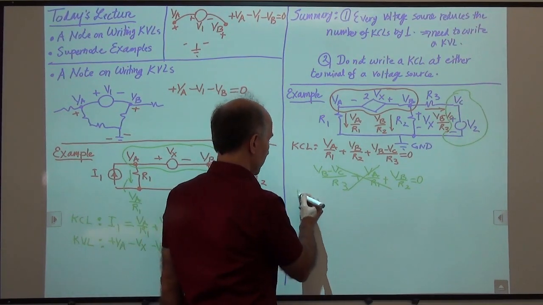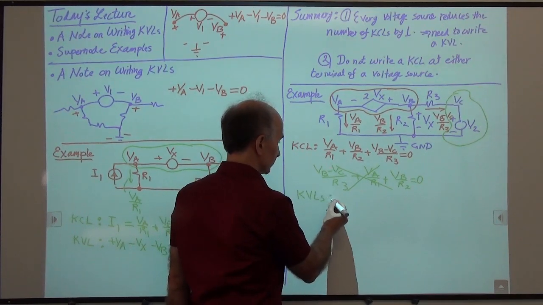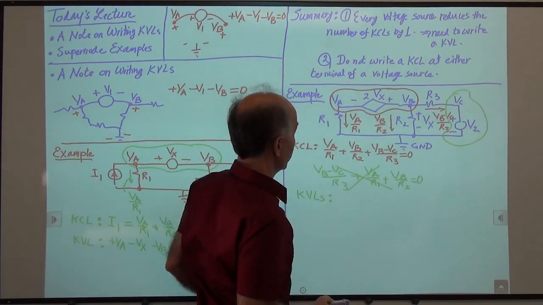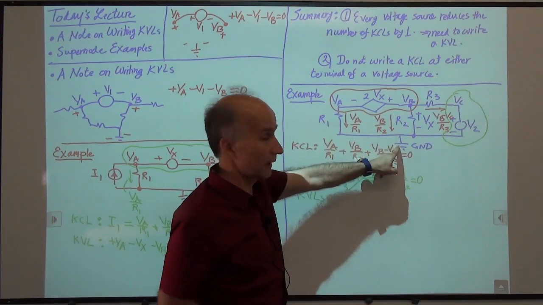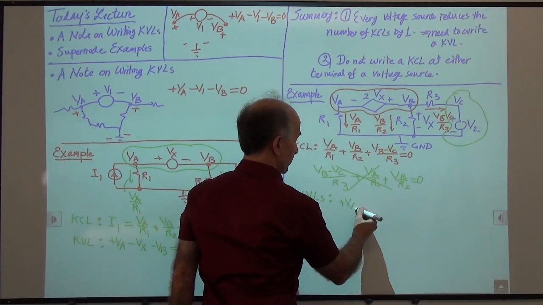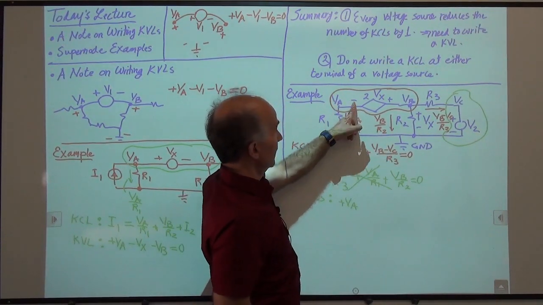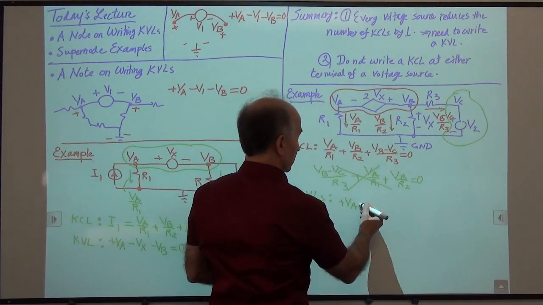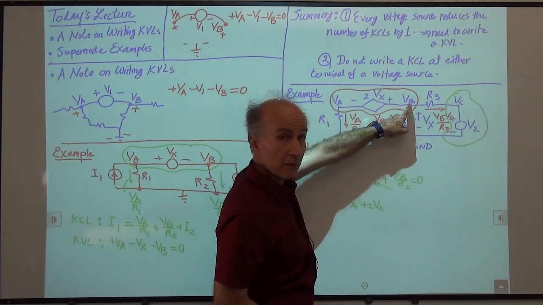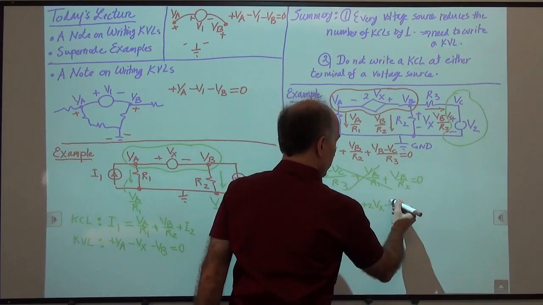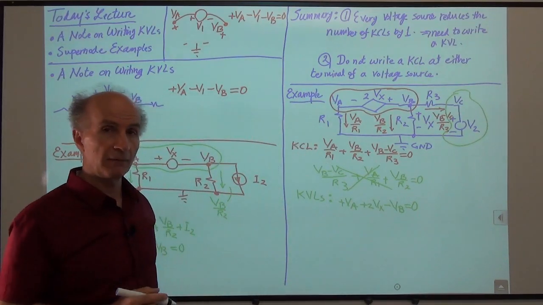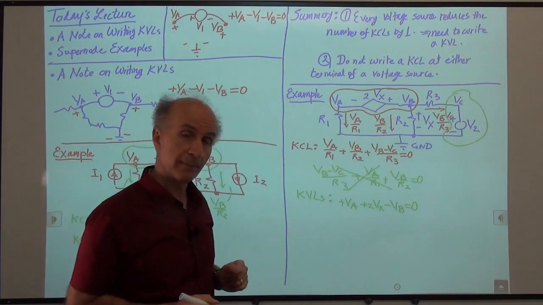Okay, so let's see what kind of KVLs we can write. This voltage source and the two nodes attached to it, just following this type of example, right? So again, VA is positive here, negative here. Going like this, I say minus plus VA, going up the potential, traveling this way. Now this goes up in potential, so plus 2VX. I reach VB and I come back to ground. So VB is positive here, negative here, so minus VB, going down the potential, this has to be zero. This is a KVL involving this voltage source.